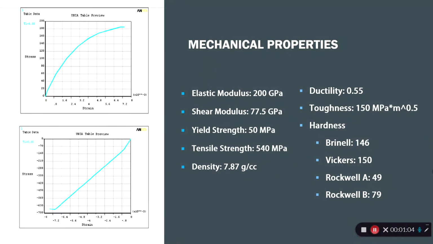For the mechanical properties for iron, on the left you will notice two graphs. The one on top is the tensile stress-strain curve, and the one below is the compression stress-strain curve, both for iron. Iron has an elastic modulus of 200 gigapascals and a shear modulus of 77.5 gigapascals. When you compare this to other metals, it is relatively average. Iron has a yield strength of 50 megapascals and a tensile strength of 540 megapascals. These are relatively low values when you compare it to a material like steel, which is one of iron's alloys in which carbon is added.